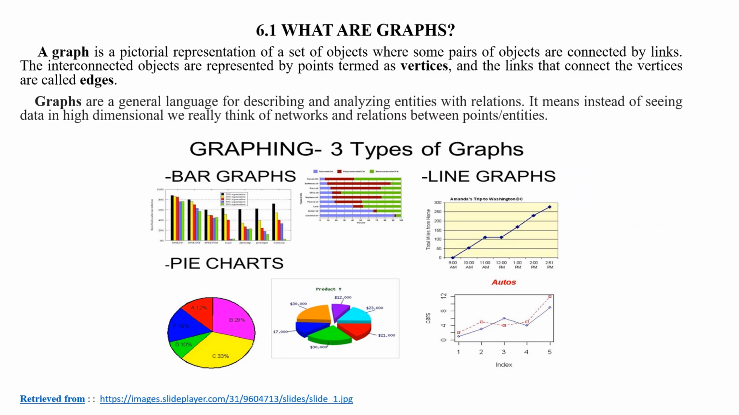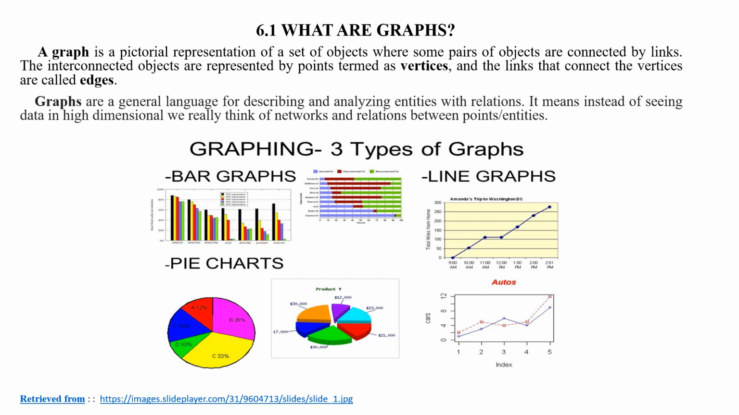So, what are graphs? A graph is a pictorial representation of a set of objects where some pairs of objects are connected by links. The interconnected objects are represented by points termed as the vertices, and the links that connect the vertices are called edges. Graphs are a general language for describing and analyzing entities with relations. It means instead of seeing data in high dimensional, we really think of networks and relations between points and entities.